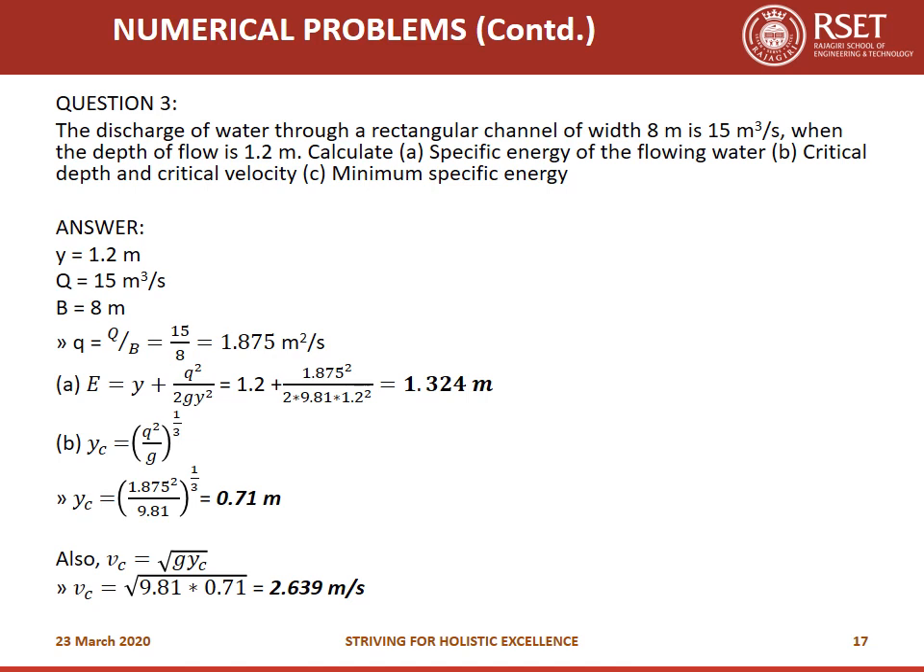And finally, the value of minimum specific energy. We all know that the value of minimum specific energy was 1.5 times the critical depth. So E minimum comes to 1.065 meter. And that is the numerical problem. Another numerical problem on the same topic. You can see that all these numericals are very simple, direct substitution problems. Once you know the concept, you will understand it easily.